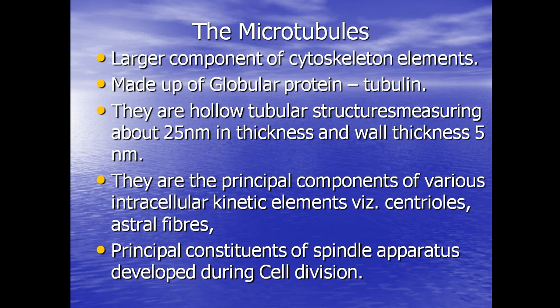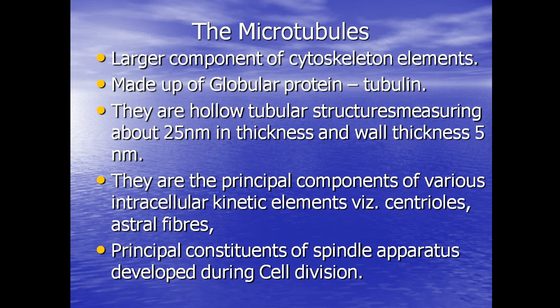Then come the microtubules, the larger component of cytoskeletal elements, because they are made up of the globular protein known as tubulin. You know, the centrosomes are made up of these microtubules. They are hollow pipe-like structures measuring about 25 nanometers in thickness, and the wall thickness is 5 nanometers.